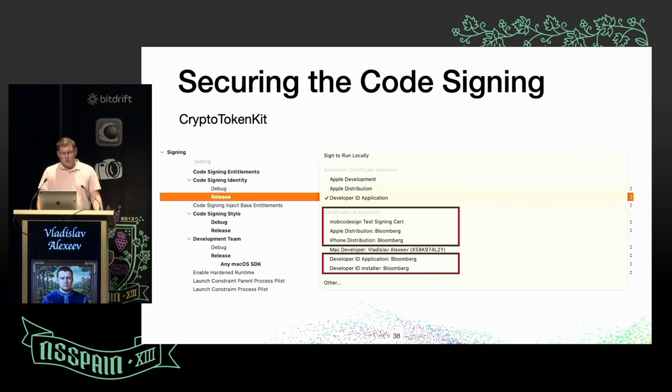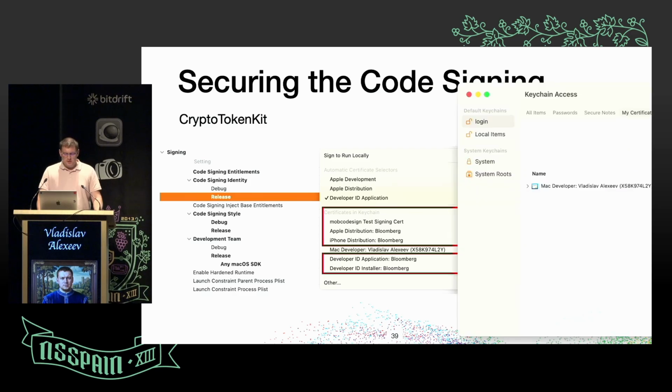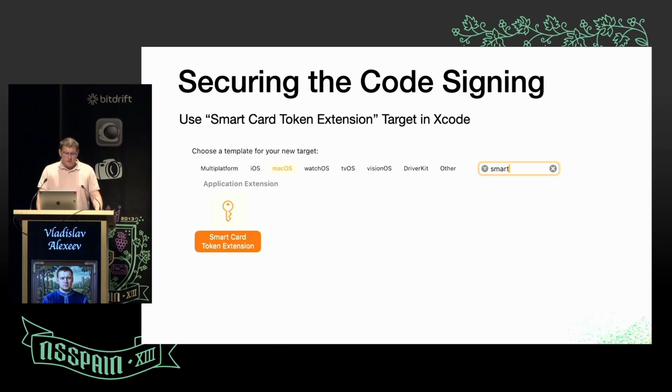This is an example of how it looks from Xcode's point of view. Everything in red is available on the backend and not locally. And the local keychain only has access to the private key of the developer account. You start by creating a macOS app for that. There is an app for that, obviously. And you add the target in Xcode, which is called Smart Card Token Extension.